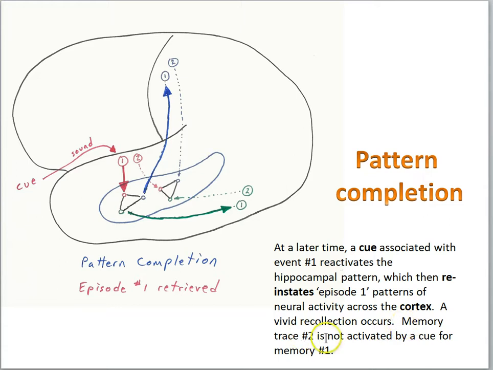Now notice then memory trace number 2 is not activated by a cue from memory number 1. Right? We had those non-overlapping sets of cells so that we can keep these memories distinct. And the cue that activated memory 1 or episode 1 was a different sound than was occurring during episode 2. Episode 2 could also be reactivated by a different cue.